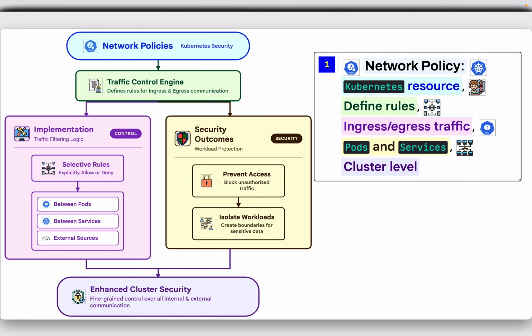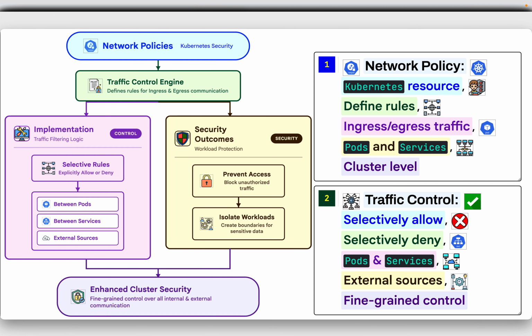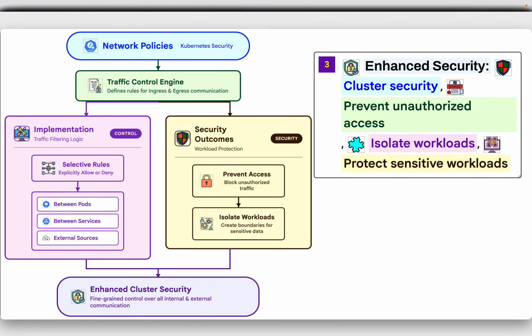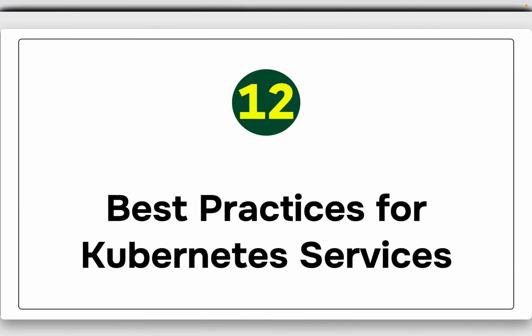11th topic is network policies and security. The network policy resource in Kubernetes allows for defining rules to control ingress and egress traffic between pods and services in a cluster. By creating and applying network policies, you can selectively allow or deny traffic between pods, services, or external sources, providing fine-grained control over communication. Implementing network policies enhances the security of your cluster by preventing unauthorized access and isolating sensitive workloads.